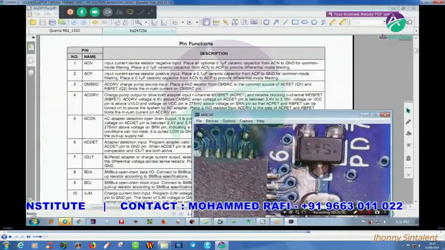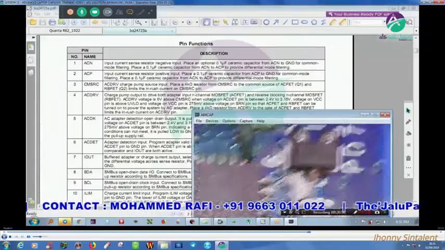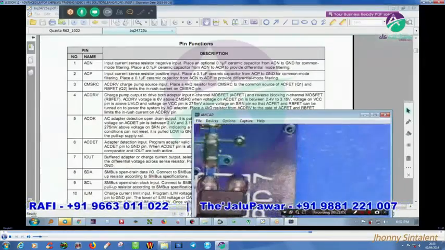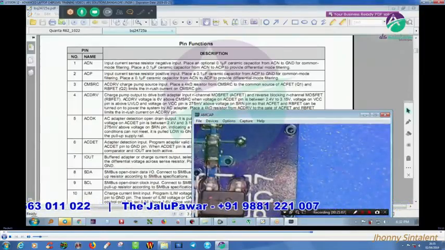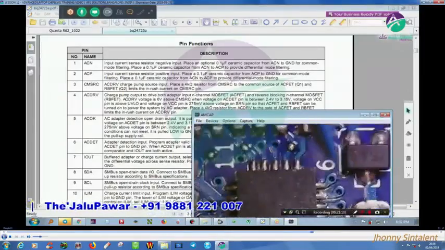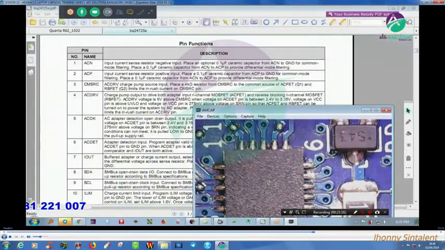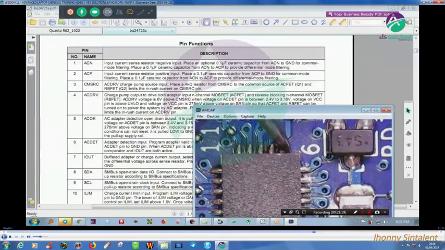Let me go here. Pin number 6. It is showing me 2.6. That means my AC direct is okay. 2.4 to 3.6, it is showing me 2.6 volts. So this is okay. But AC drive, why is it not happening? This is important.